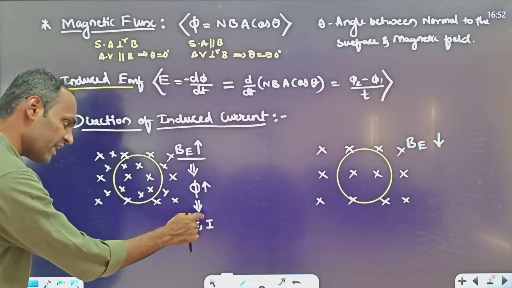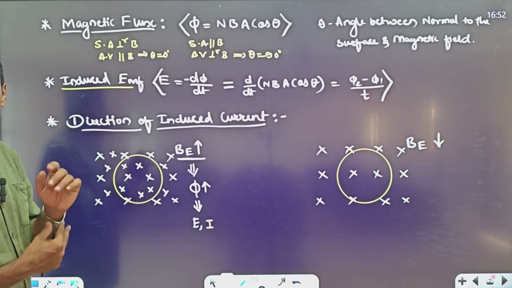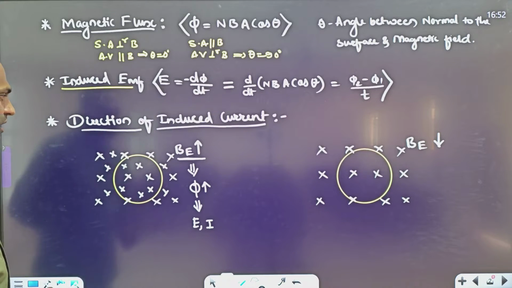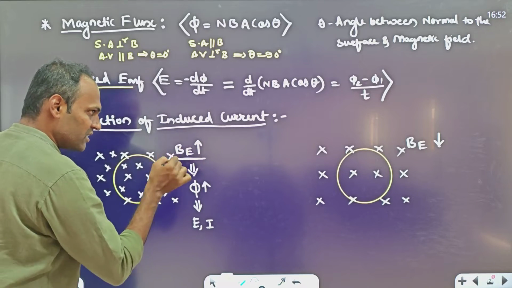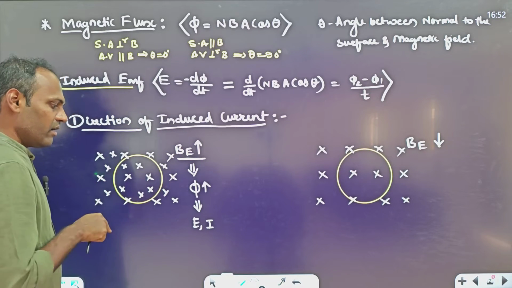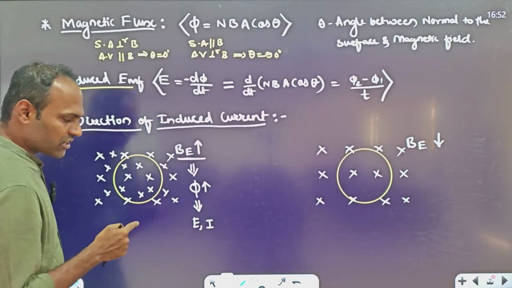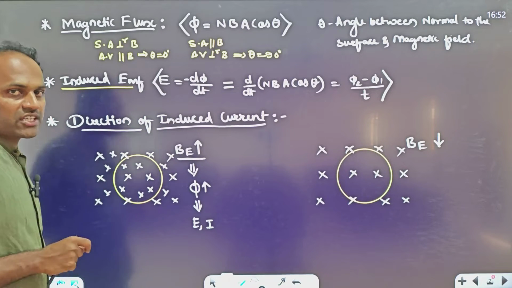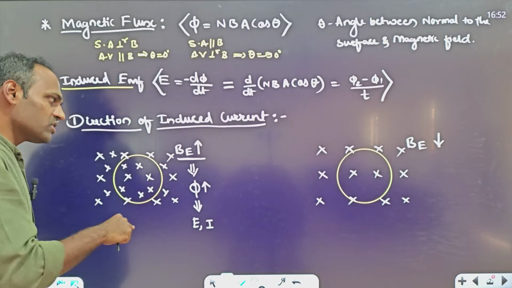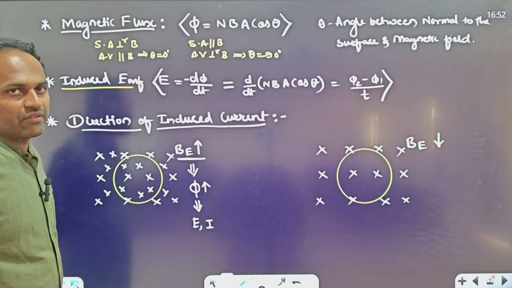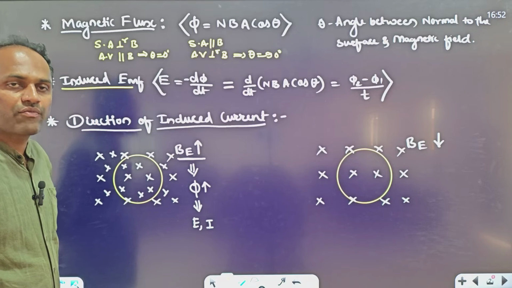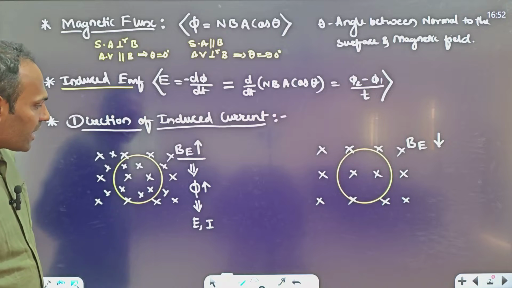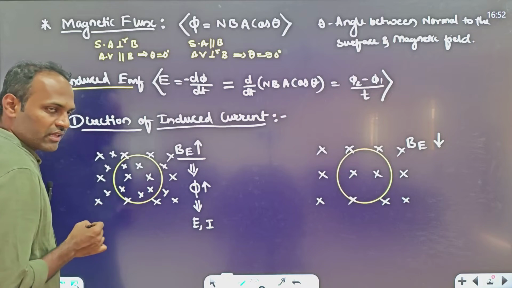So in which direction will this induced current be? See, if the flux or field is increasing, then this induced current and induced EMF must be in such a direction that they oppose the increment of this external magnetic field. This external magnetic field is increasing. In which direction is that external magnetic field?